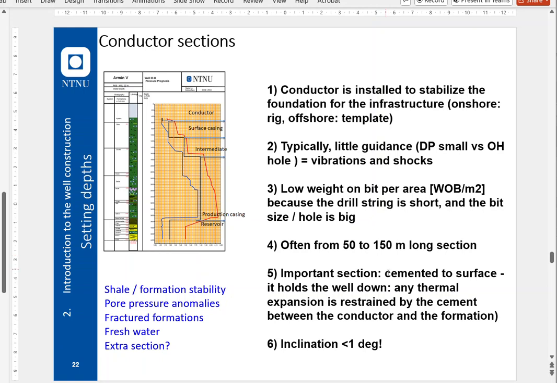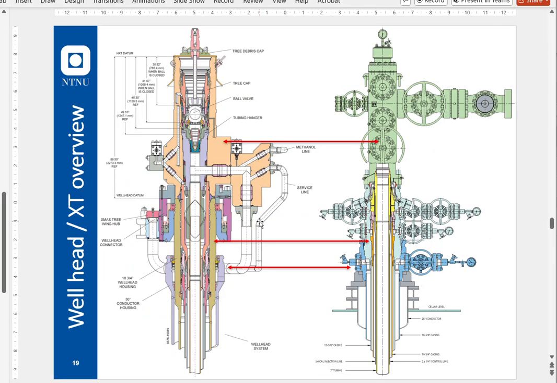And what is important is an inclination less than 1 degree. For us, having less than 1 degree is so important, basically because you are going to put on a Christmas tree and you hook up this production line, a physical line that goes into the Christmas tree. If it's leaning over, you just can't connect it.